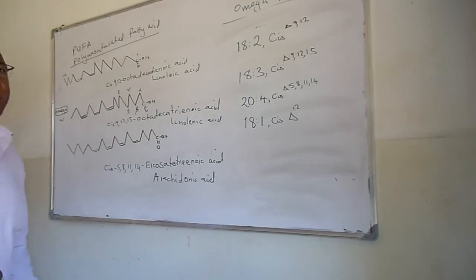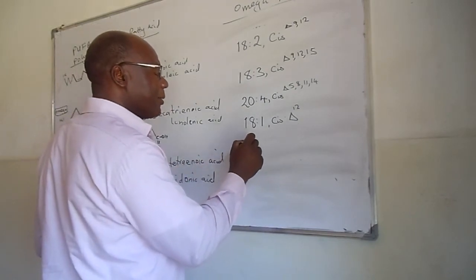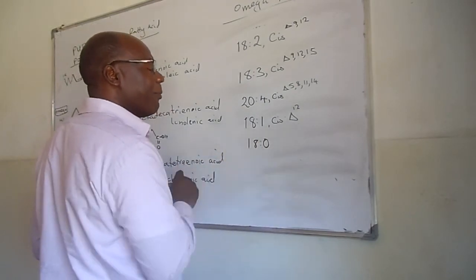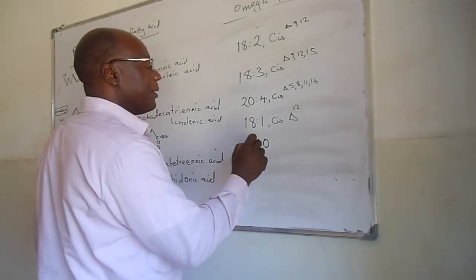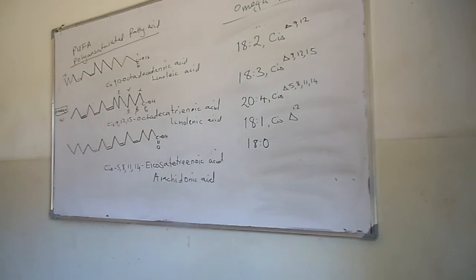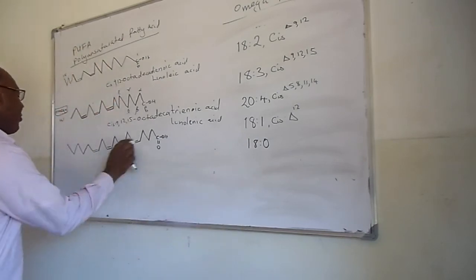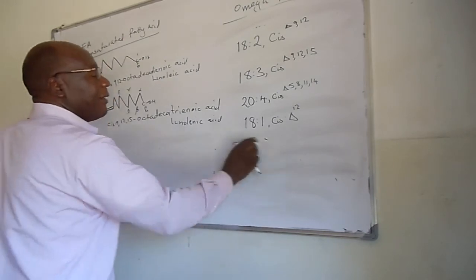If you are talking about stearic acid, for instance, stearic acid has 18 carbons. How many double bonds? It has no double bond. Okay, that would be stearic acid. There is no need to show the position of a double bond because there is no double bond. So that's how you can abbreviate fatty acids, or that's how you can name fatty acids.